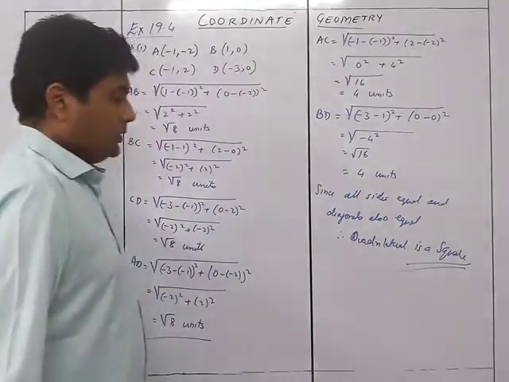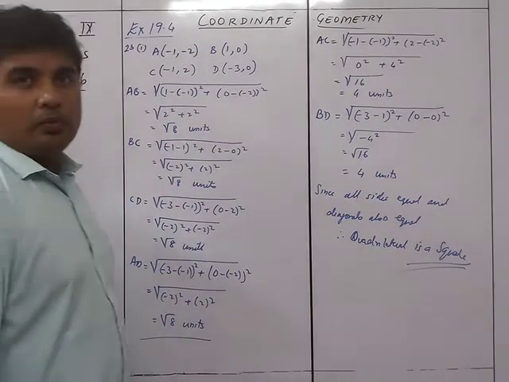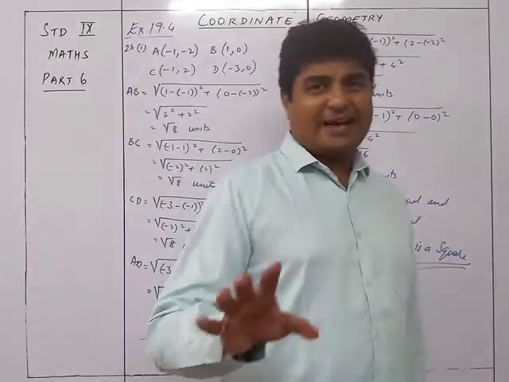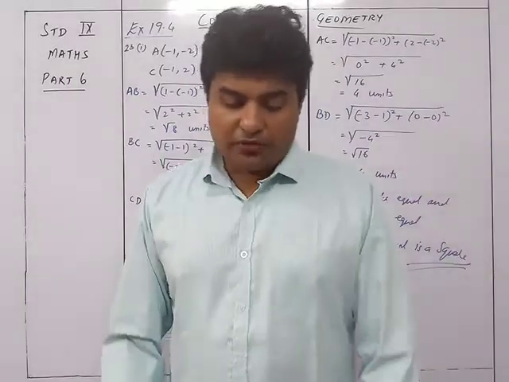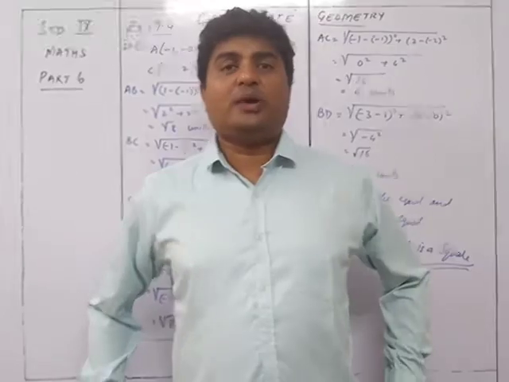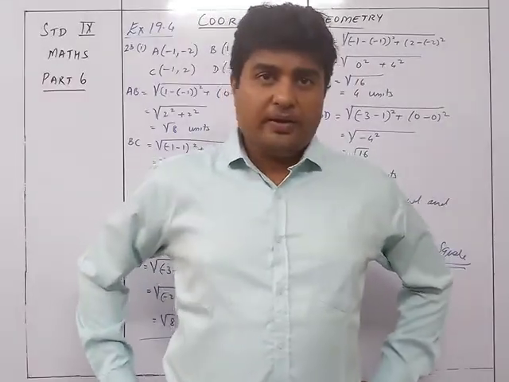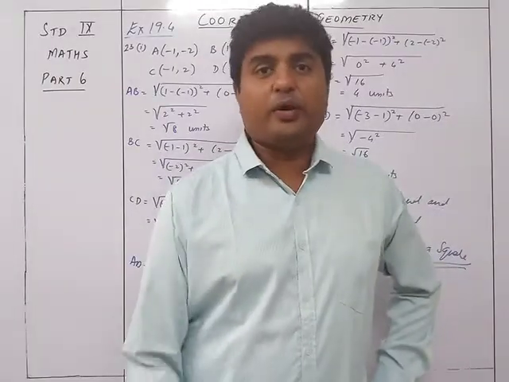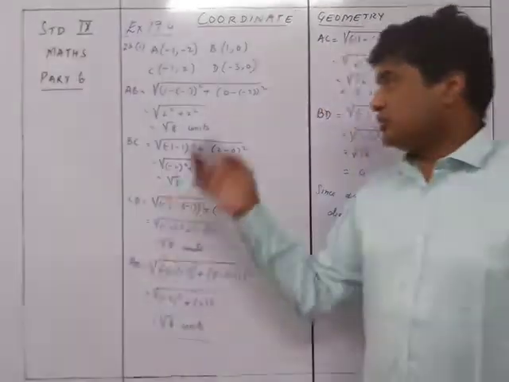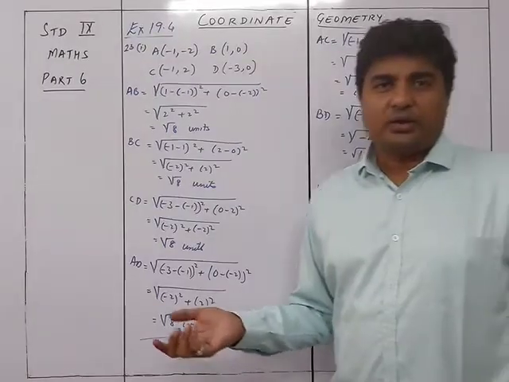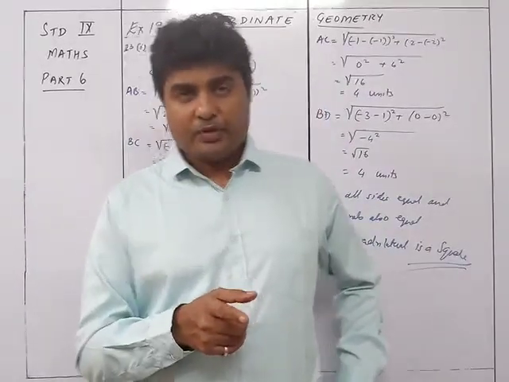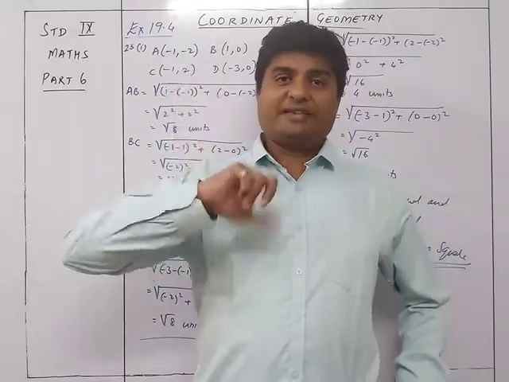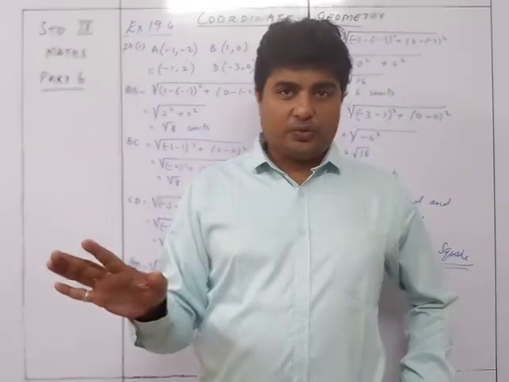Okay, so what we need to find out is all the 6 lengths, that is 4 sides plus the 2 diagonals. If all 4 sides are equal and diagonals are also equal, then it is a square. If the diagonals would have been different, it would have been a rhombus. If opposite sides are equal and the diagonals are not equal, it would be a parallelogram. So for a parallelogram, opposite sides equal and diagonals unequal.